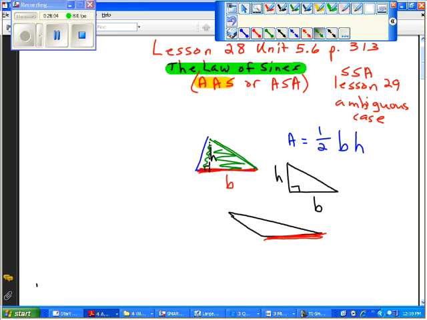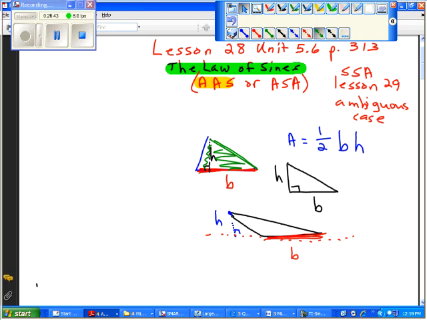In fact, the definition says that the altitude is a segment from a vertex perpendicular to the line that contains the opposite side. The base is that side of the triangle, and the height's out there somewhere. An auxiliary line, we call it. Okay? So we dealt with base and height of an acute triangle, base and height of a right triangle, base and height of a non-right triangle, if they gave you that information.